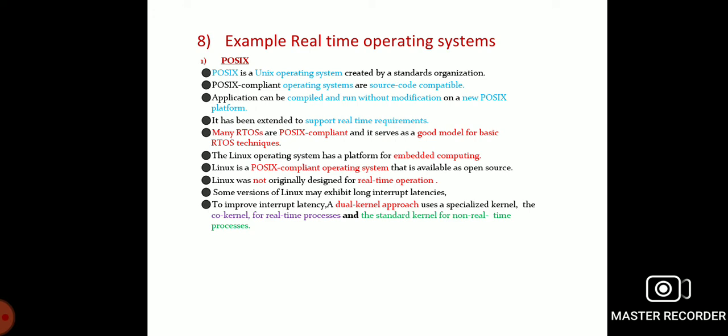The Linux is a POSIX compliant operating system that is available as open source. Linux was not originally designed for real-time operation. Some versions of Linux may exhibit long interrupt latencies. To improve the interrupt latency, a dual kernel approach uses a specialized kernel for real-time processes and also the standard kernel for non-real-time processes.